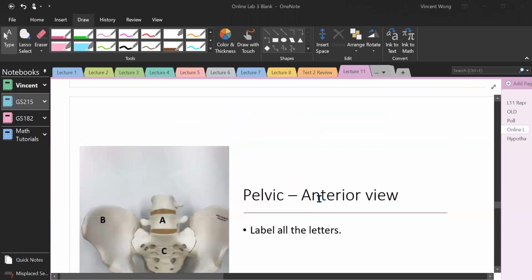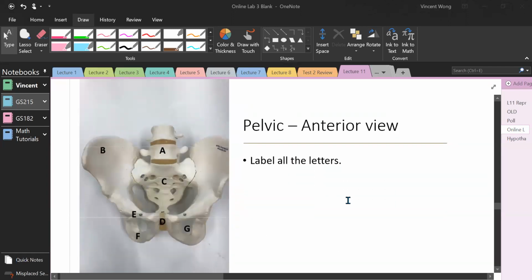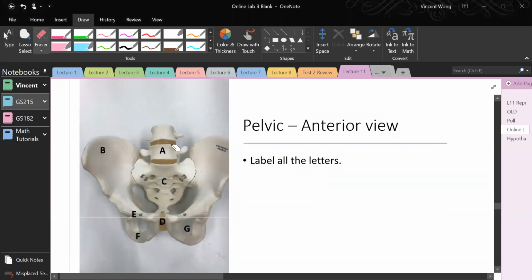All right, moving on. We're almost there. Hang in there. Okay, A here. A, that is a lumbar. You have 5 of them, right? Lumbar vertebrae, vertebra, singular, vertebrae, plural.